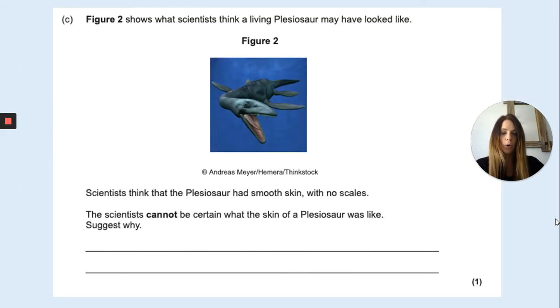Right, I've got one more question for you before I give you the answers. We've got figure 2 here, shows what scientists think living plesiosaur may have looked like. That's what they think. Scientists think that it had smooth skin and no scales. They cannot be certain what the skin was like. Suggest, again there's that word, apply what you know to be new. Suggest why they can't be absolutely certain.